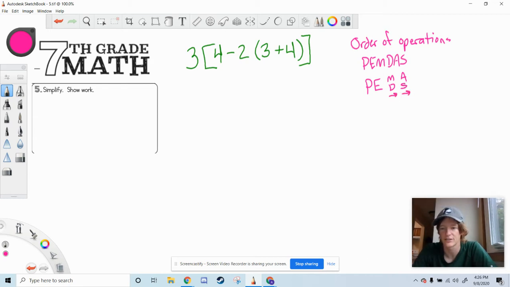Same deal with subtraction and addition. We might end up actually subtracting before we add. If it's to the left, we need to subtract first.